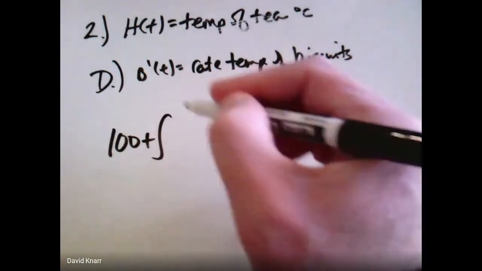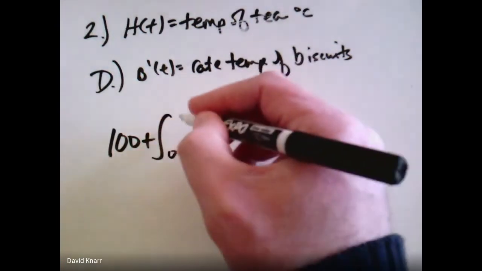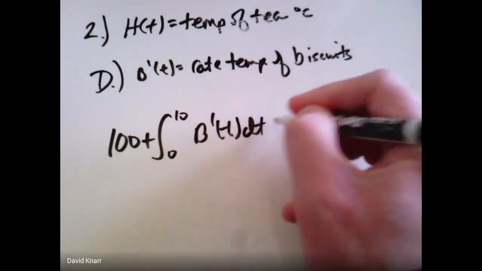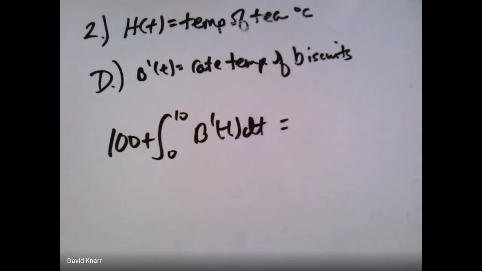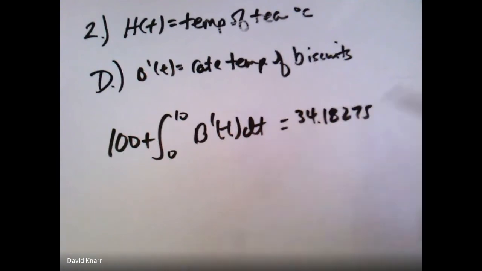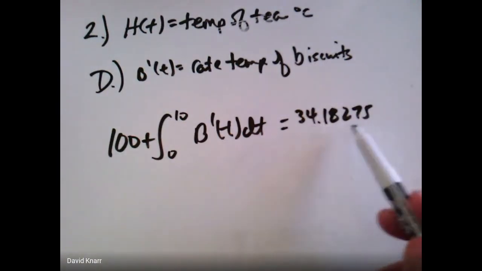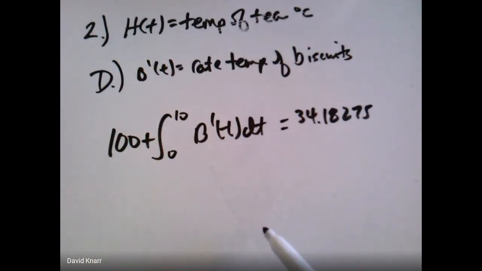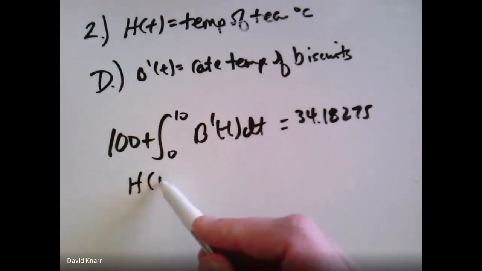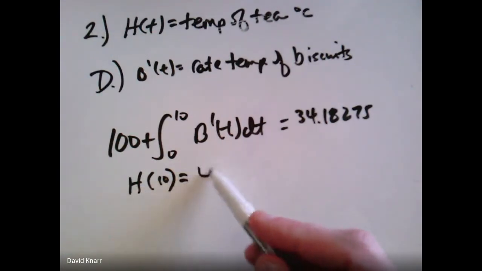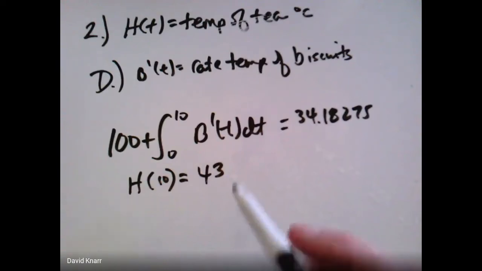So let's take 100 plus the integral from 0 to 10 of B prime of t dt. If we do that, we get 34.18275. Okay, so this is the temperature of the biscuits at t equals 10. Now, how much cooler are the biscuits than the tea? The tea has a temperature of h of 10, right? Using the table, it says the temperature is 43 degrees. This is for the tea.